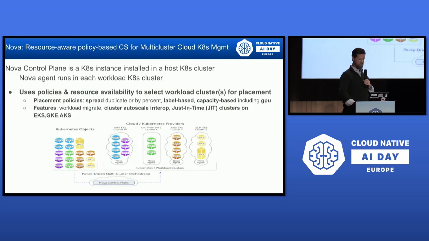All right, what is Nova? Nova is a policy-based cluster scheduler. Some of the benefits and capabilities that it provides are the ability to place workloads based on different spread constraints, label-based, capacity-based, including GPUs. You can migrate your workloads, you can auto-scale, and you can do just-in-time clusters as well across all the major Kubernetes service providers, EKS, GKE, and AKS.